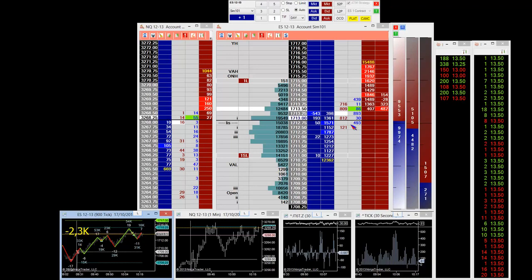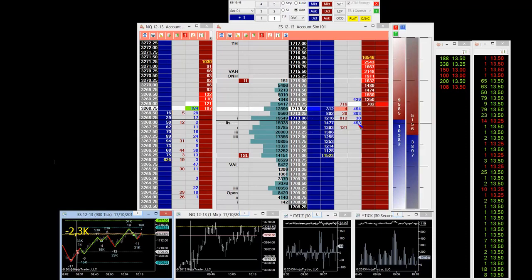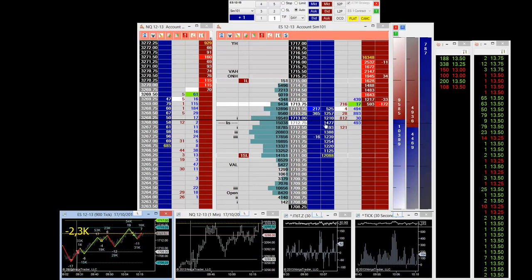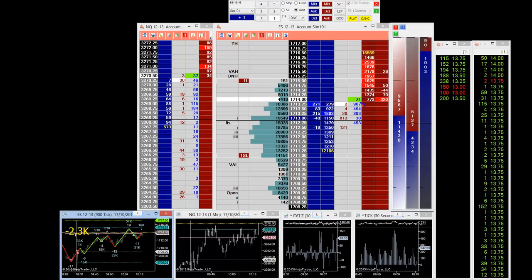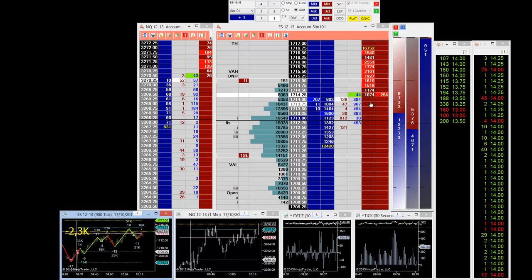Okay, now where do we get out? At 1712.75, I've got 1500 contracts in front of me. So I can say, if those 1500 contracts start to disappear, or the sellers start to aggressively trade into those 1500 contracts, then I should probably exit that trade. That's my line in the sand now, 1500 contracts. But now I can see the buyers are coming in. Okay, got through 1714.